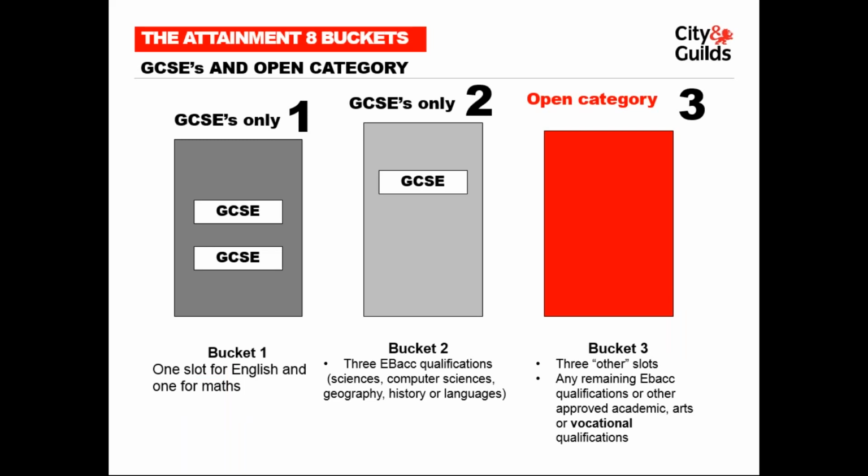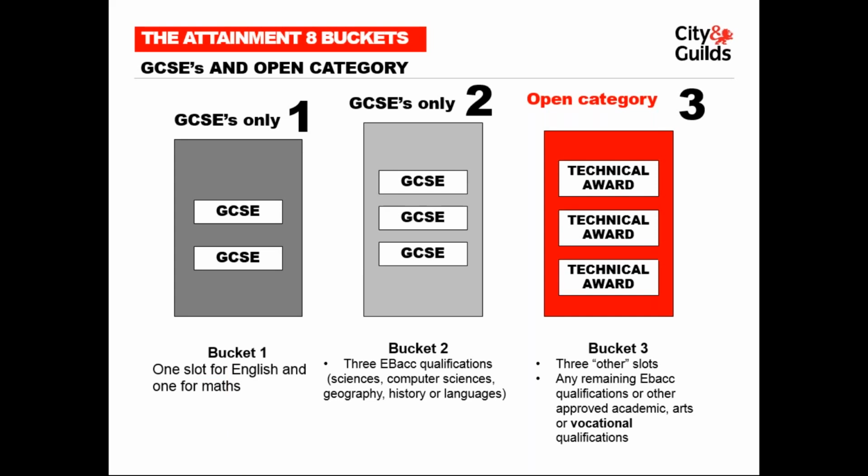So to give a real visual of where our technical awards will sit in the performance tables, Attainment 8 will measure the achievement of a pupil across 8 subjects. These are mathematics and English in category 1, 3 further qualifications that count in the English Baccalaureate, the EBAC, measure, and 3 further qualifications from the open category, which have to be on the Department for Education approved list. So the categories are 1, 2 and 3, and technical awards, of which 3 can be used for performance measures, will be sitting in the open category.